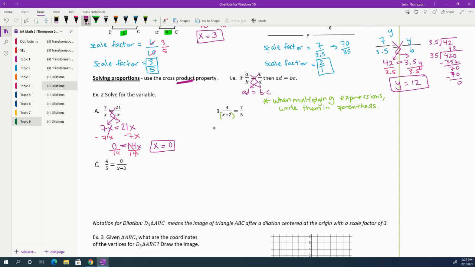So I'm going to go slow on this problem. When I start doing my crisscross multiply, I have 3 times 5 equals 7 times x plus 2. It is vital that you multiply 7 times the entire expression x plus 2. So in order to do that, we're going to write x plus 2 in parentheses. 3 times 5 is 15. 7 times x plus 2, 7 times x, plus 7 times 2.